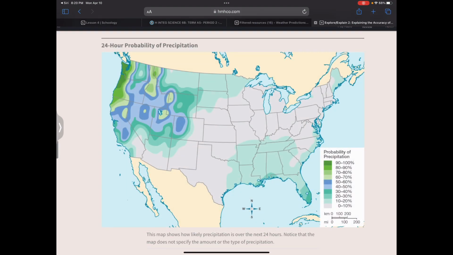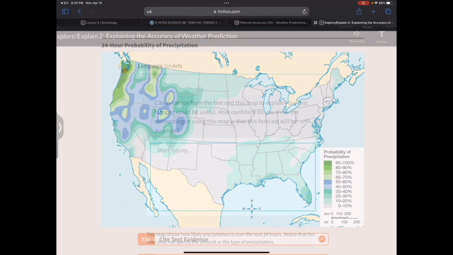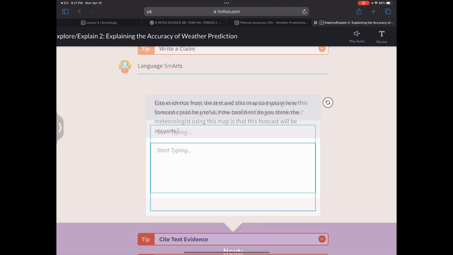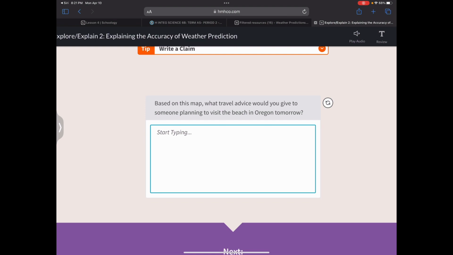This 24-hour forecast map shows a 24-hour probability of precipitation. This map shows how likely precipitation is over the next 24 hours. Notice that the map does not specify the amount or type of precipitation. The next question asks you to cite evidence from the text and use this map to explain how this forecast could be useful. How confident do you think the meteorologist using this map is that this forecast will be accurate? Based on this map, what travel advice would you give to someone planning to visit the beach in Oregon tomorrow?